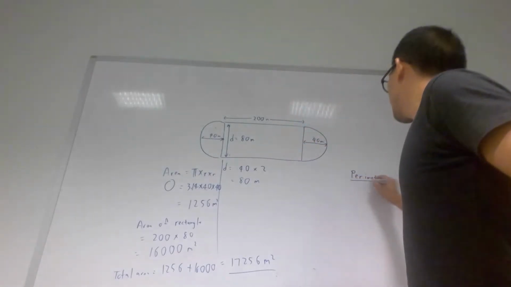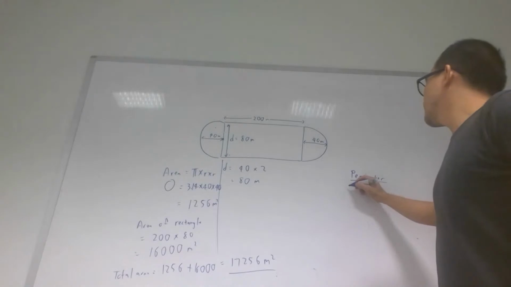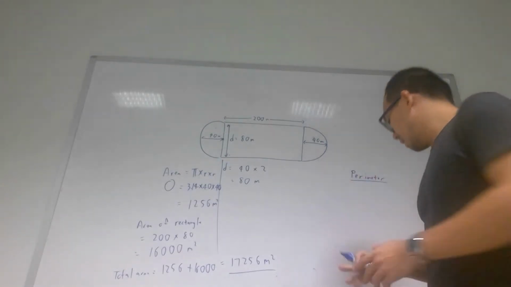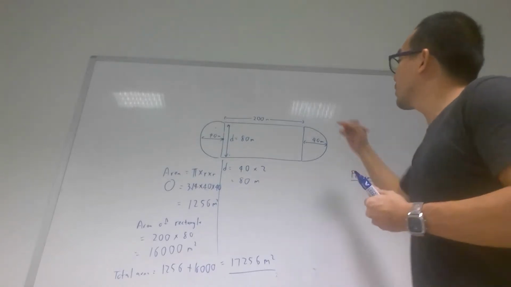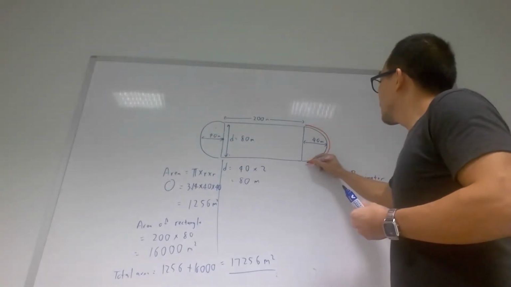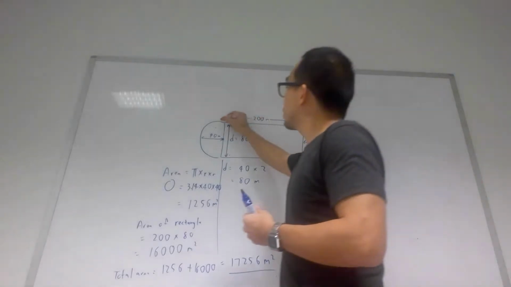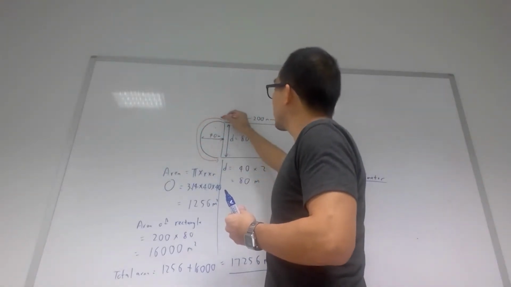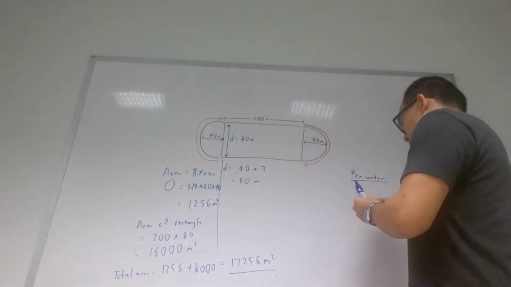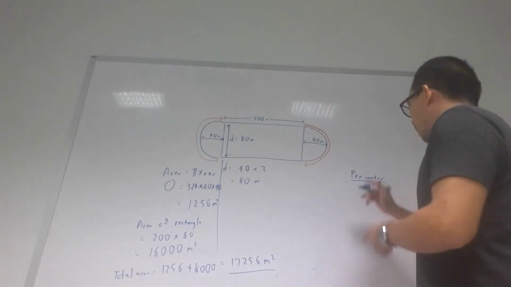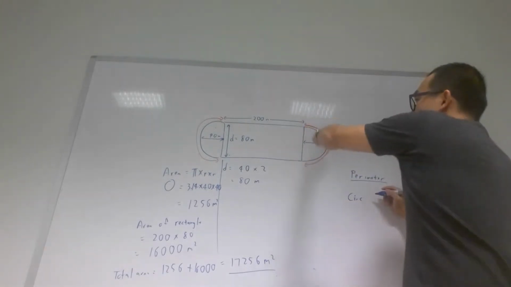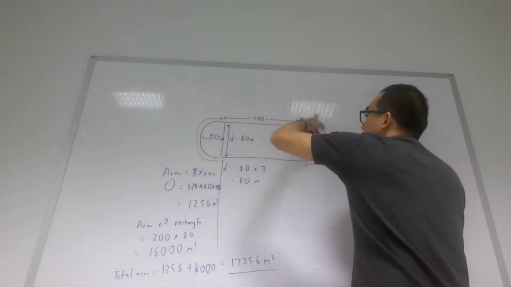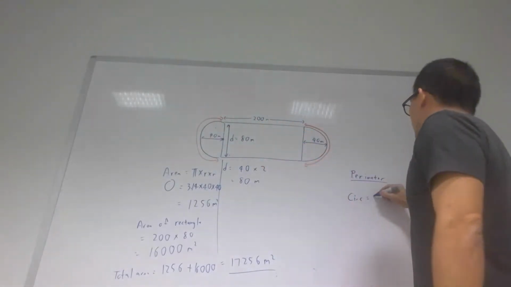Now, what about perimeter? Okay, first, let me use orange to show you. I want to find this one, the curved edge, and you can see that it's a full circumference. So for the perimeter, circumference, two half semicircles make one full circle.